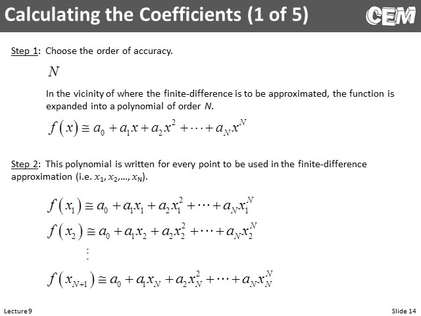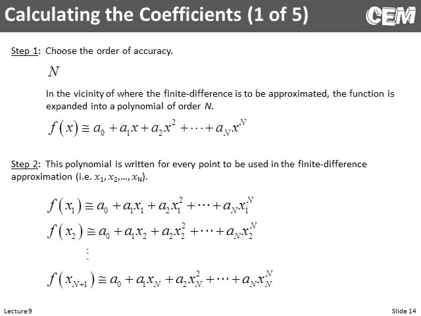So the first thing is let's choose our order of accuracy. In other words, how many points do we want to use to estimate our derivative? The more points we use, the more accurate our derivative will become. However, we'll discover later it's going to become more computationally intensive.